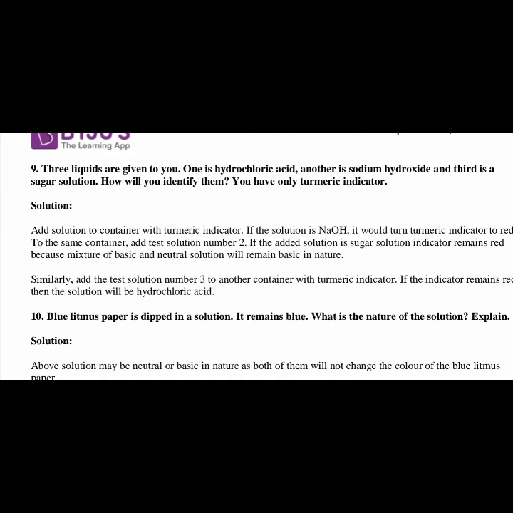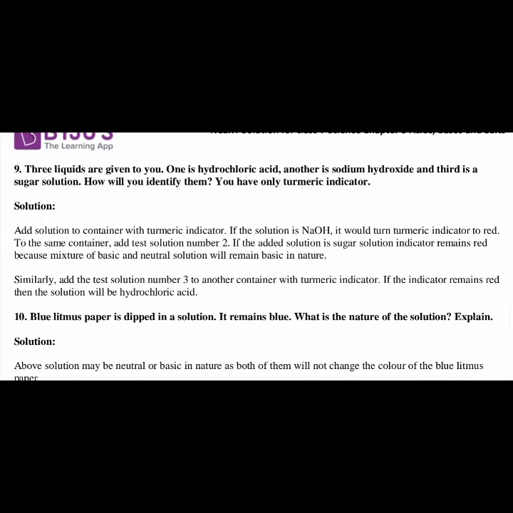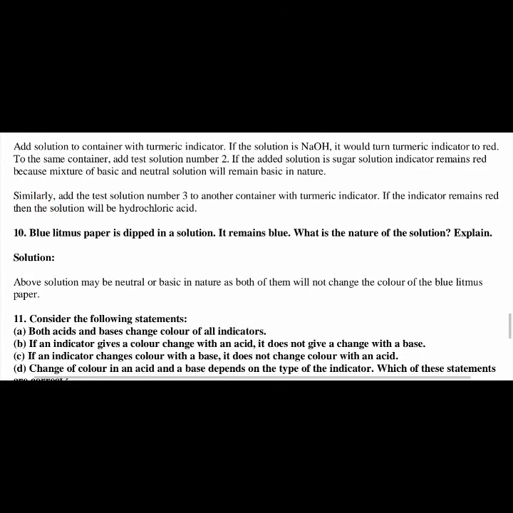So add a solution to a container with turmeric indicator. If the solution is sodium hydroxide, it would turn the turmeric indicator red. So to the same container, add test solution number 2. If the added solution is sugar solution, the indicator remains red, because a mixture of basic and neutral solution will always be basic in nature. Similarly, add test solution number 3 to another container with turmeric indicator. If the indicator remains red, then the solution will be hydrochloric acid.